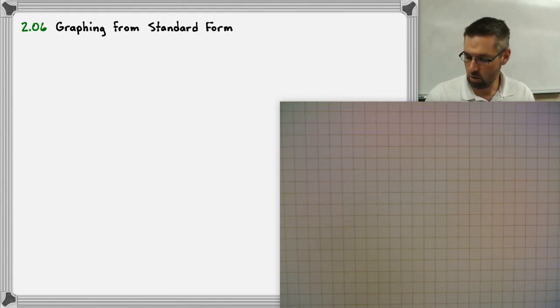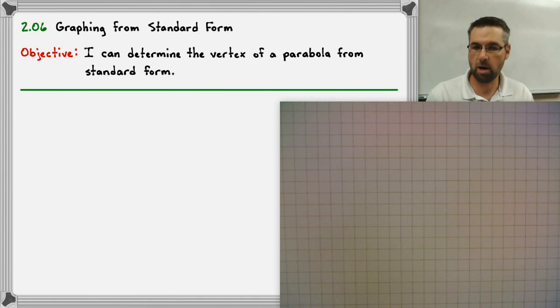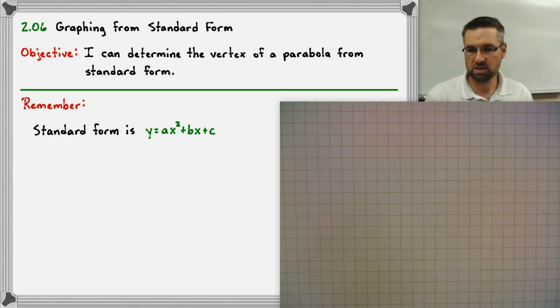So again, our goal today is to be able to graph a parabola whose function is written in standard form, okay? I can determine the vertex of a parabola from standard form, and if you can determine the vertex, you can graph a parabola. All right, so remember, first of all, that standard form is y equals ax squared plus bx plus c, where a represents the slope pattern. We're going to discover a little bit today about what b does and what c does.